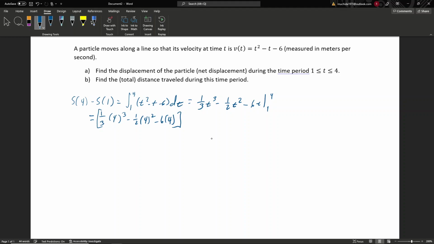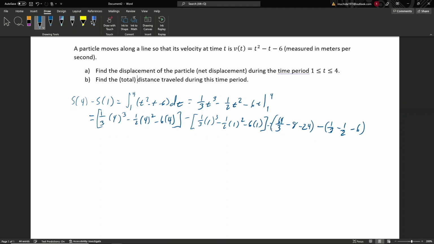And then all of that minus plugging in our lower limit. So that would be 1/3 times 1 cubed minus 1/2 times 1 squared minus 6 times 1. So 4 cubed is 64, so that's 64 over 3, minus 4 squared is 16 times 1/2, so minus 8, then minus 24, all of that minus 1 over 3, and then minus 1/2, minus 6.